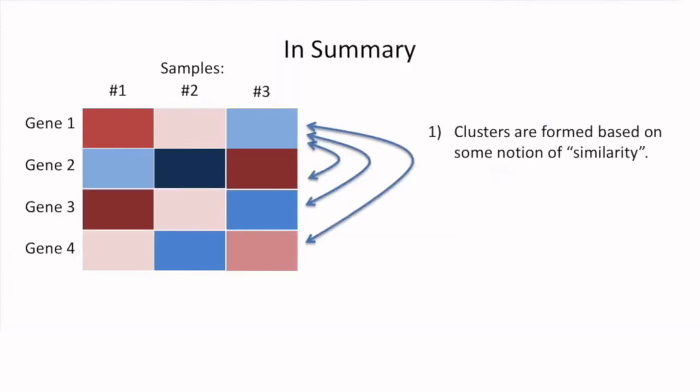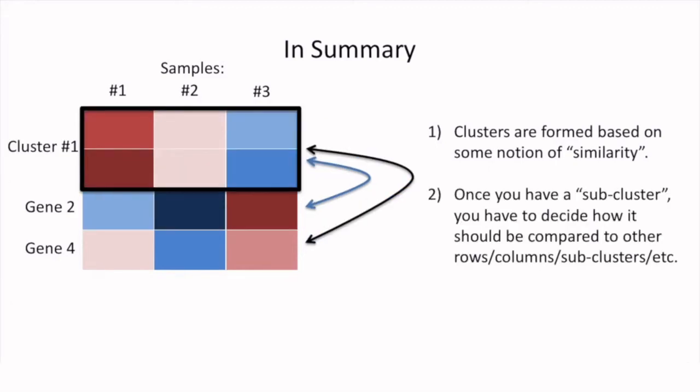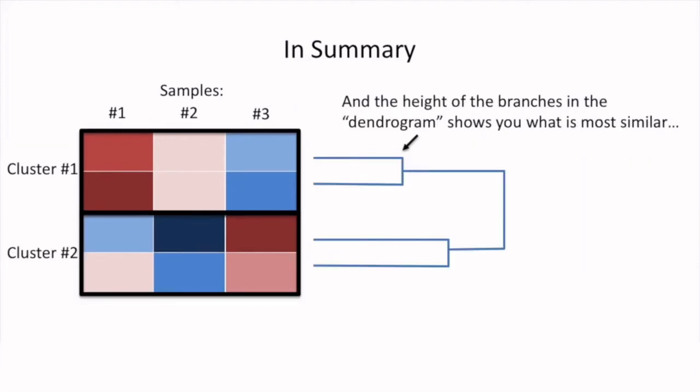clusters are formed based on some notion of similarity. You have to decide how to measure it, however most programs have reasonable defaults. Once you have a subcluster, you have to decide how it should be compared to other rows, columns, or subclusters, and most programs have good default settings for this as well. The height of the branches in the dendrogram shows you what is the most similar.